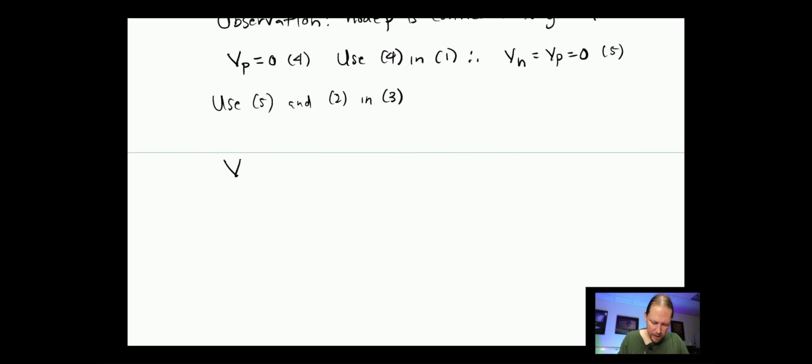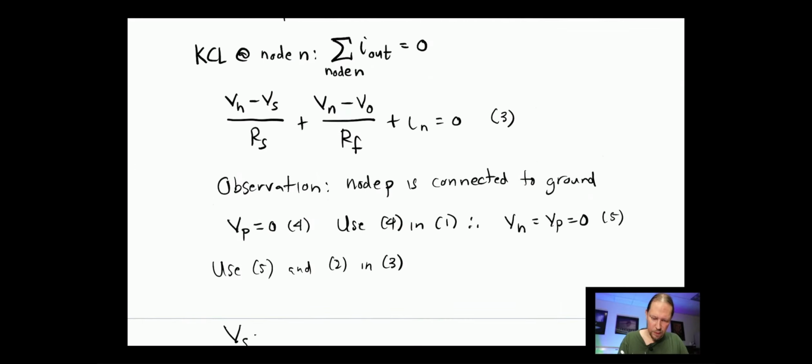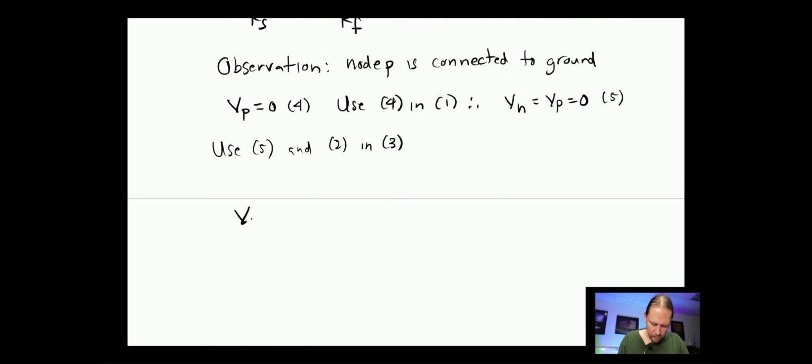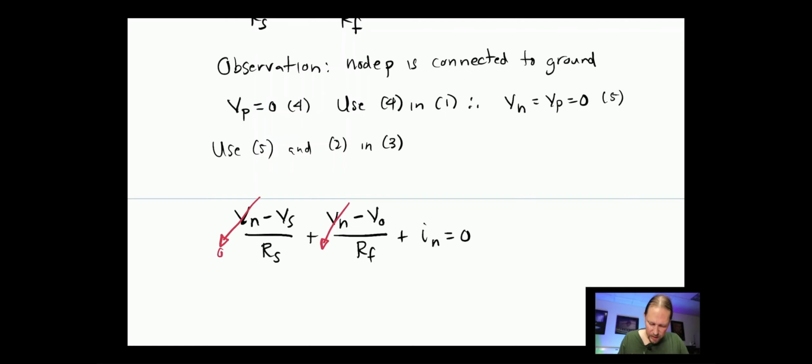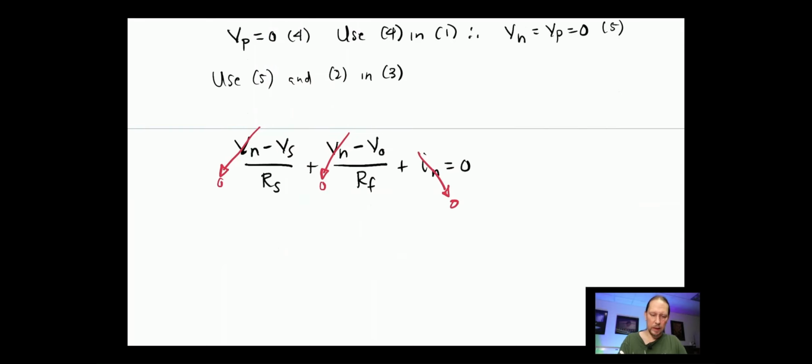So if I rewrite that equation, we have V sub n minus V sub s, order matters, where V sub n minus V sub s over R sub s plus V sub n minus V output over R f plus I sub n is equal to 0. So I just copied equation 3, but that's 0. And so is this. And so is that. All three of those things disappear completely.